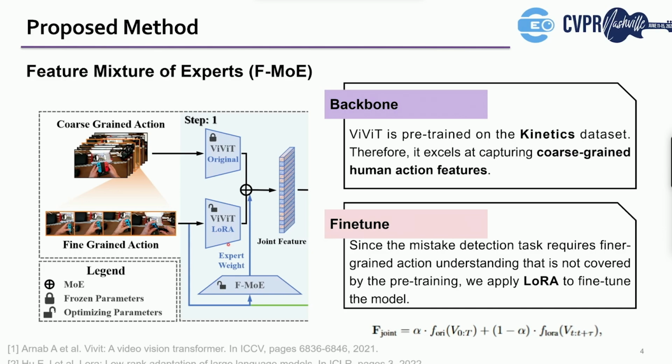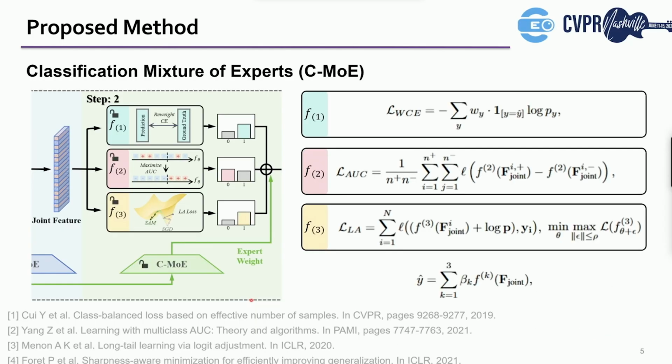We introduce a feature MOE module. It fuses the output from the two backbones using a learnable weighting mechanism. Once we get the joint feature, we send it into a classification module to decide whether the action contains a mistake. But here is a challenge. The HoloAssist dataset is very diverse. It includes different types of videos and various levels of class imbalance. So, using just one classifier often doesn't work well across all situations.